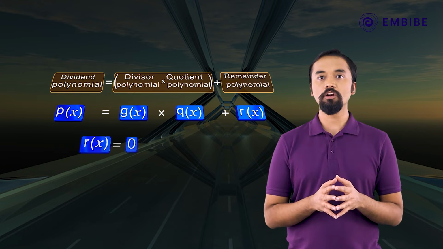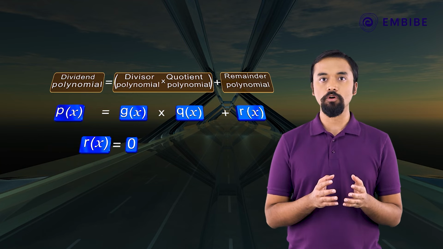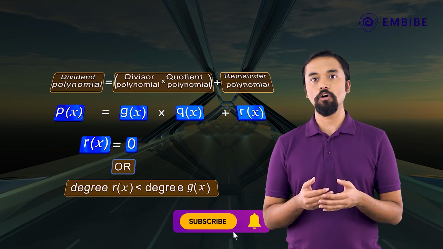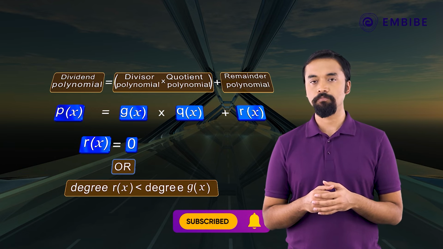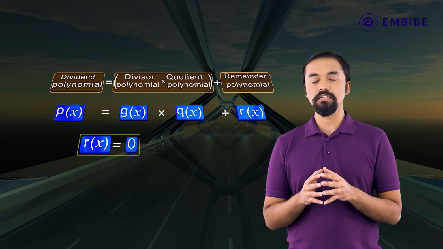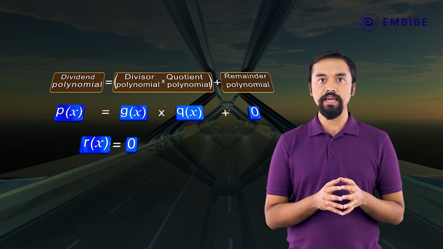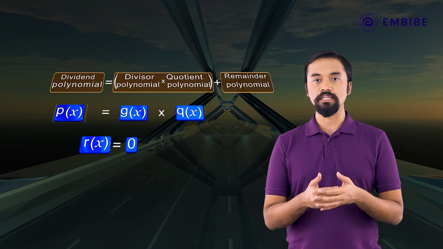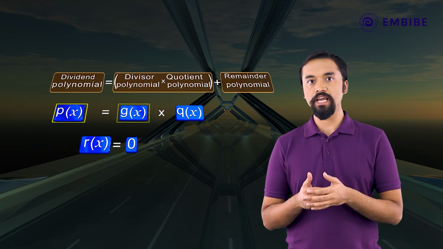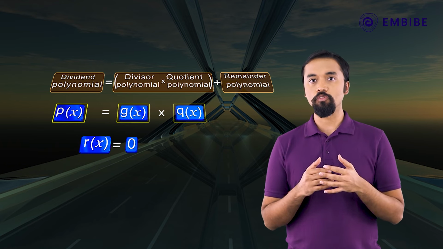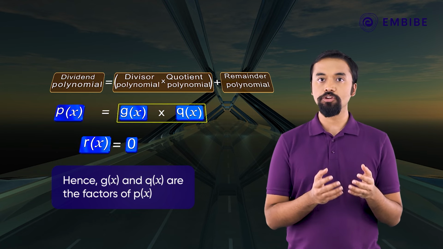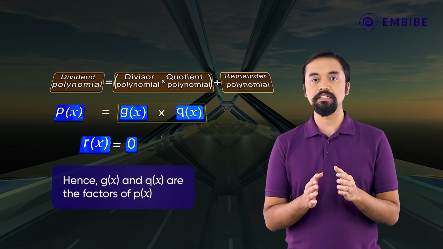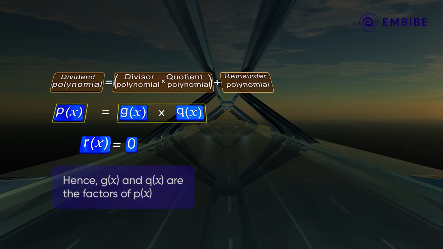Here, r of x is equal to 0, or degree of r of x is less than degree g of x. If r of x is equal to 0, then p of x is equal to g of x into q of x, and hence g of x and q of x are the factors of p of x.